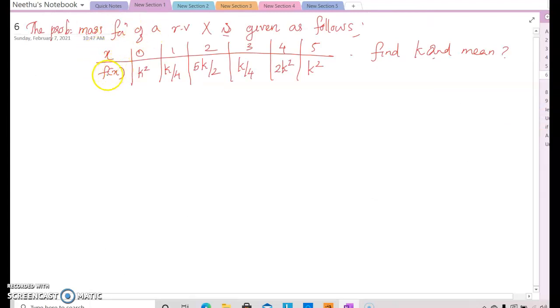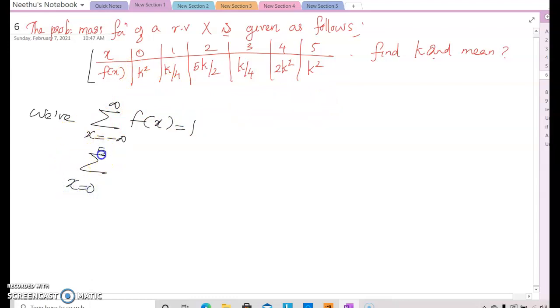Okay, അടുത്ത problem. The probability mass function of a random variable x is as follows. This is the PDF. Find k and mean. In this case x is a discrete random variable, so to find the value of k we have to use the result summation over x f of x equal to 1. ഇവിടെ x ന്റെ values ഇതൊക്കെയാണ്. ഇവിടെ x ന്റെ ലിമിറ്റ് ഏതൊക്കെയാ? summation x from 0 to 5 ആണ്.